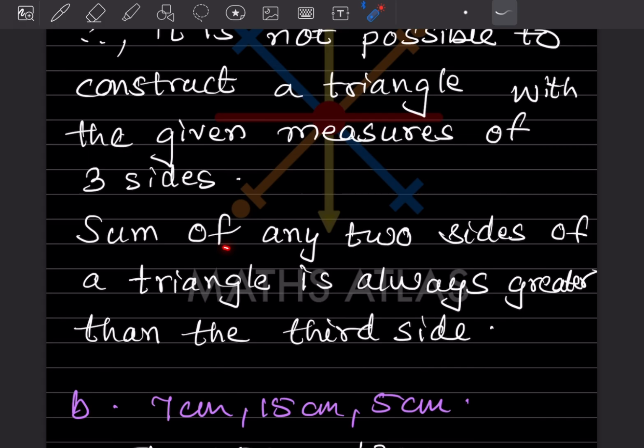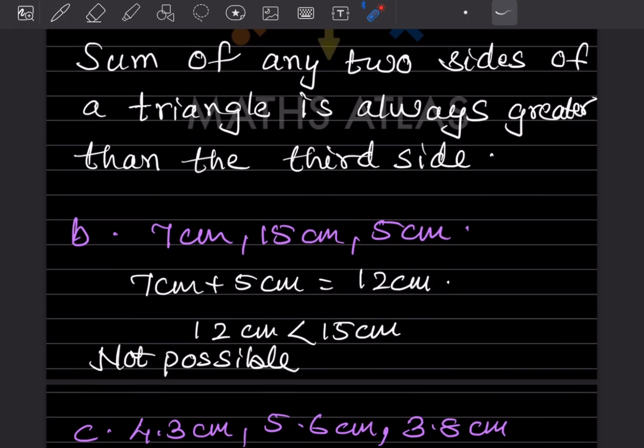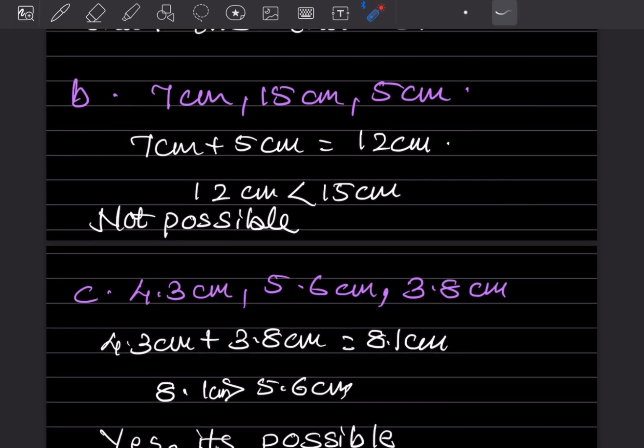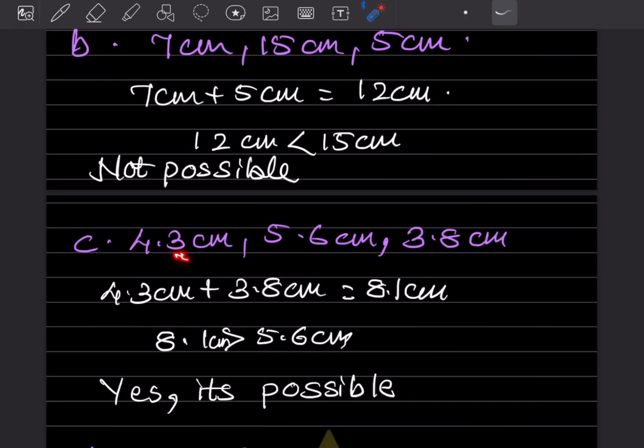So you have to write here: the sum of any two sides of a triangle is always greater than the third side. Now suppose in this second condition we take 7, 15 and 5. 7 plus 5 is 12, and 12 is less than the third side, 15, so not possible. If we take 7 and 15, that is 22, and this is 5. 22 is greater than 5, but the other is less, so it's not possible.